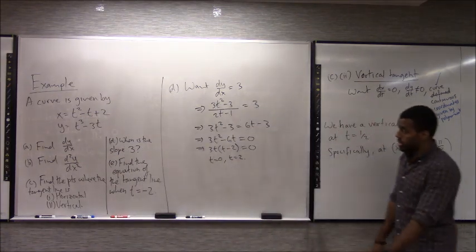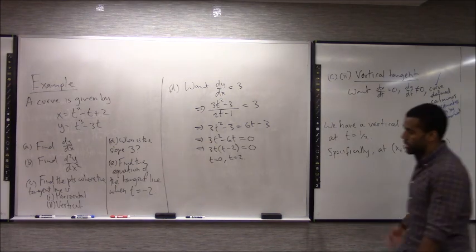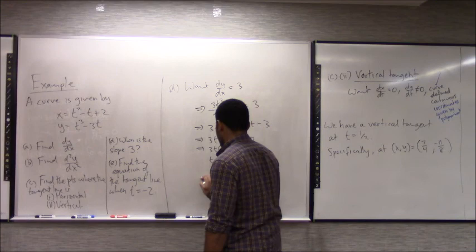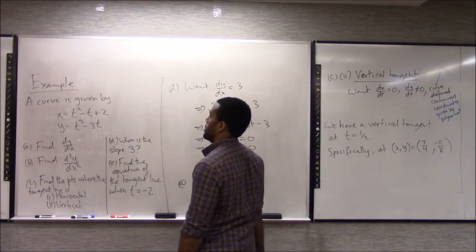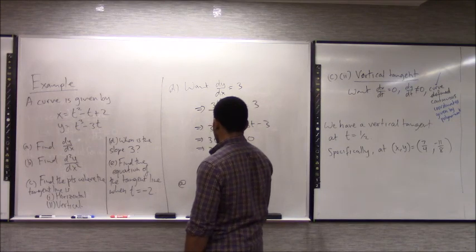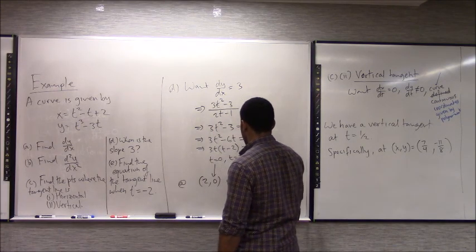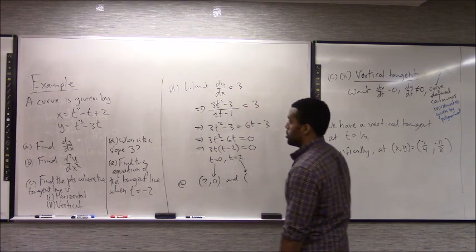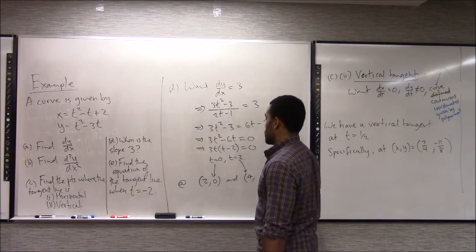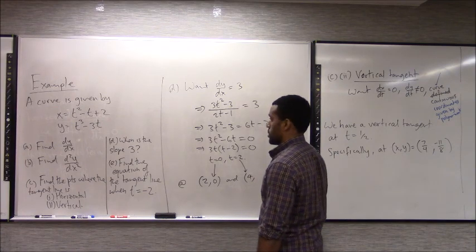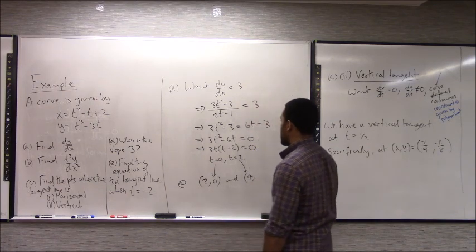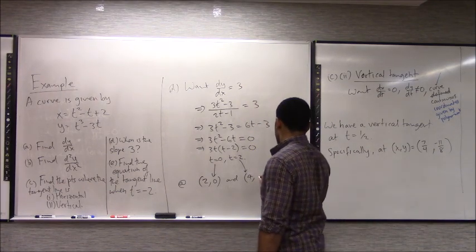So this curve will be increasing at a rate of 3 at the points where t equals 0 and t equals 2. Or more specifically, at 2, 0, and if I plug in 2 there, that's going to be 4, and plug in 2 there, that's going to be 8 minus 6, that is 2.